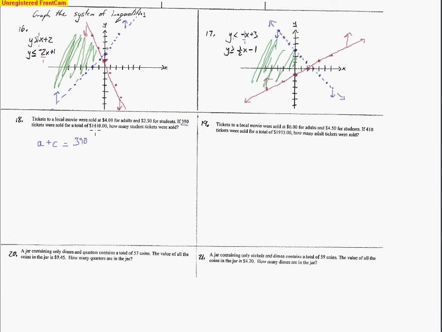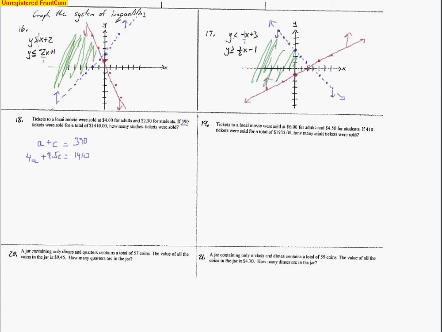Now, they sold $1,410 worth of tickets, and this would equal our value equation. The value of the adult ticket, $4, times the number of adults. And then the value of the student ticket, $2.50, times the number of students, C. So notice how you have your quantity and your value equation.